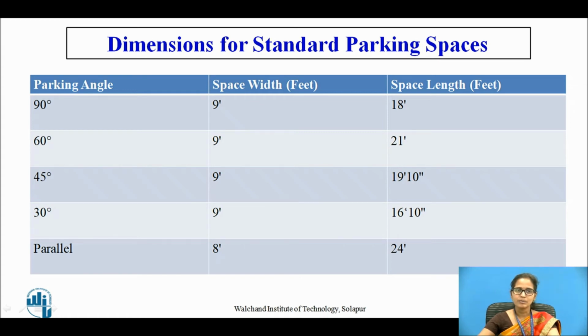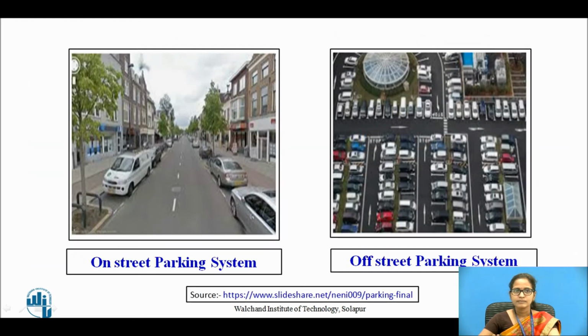And for the parking angle of 30 degrees, when the vehicles are parked at an angle of 30 degrees, the space width is 9 feet and the space length is 16 feet 10 inches. And we have parallel parking also, when the cars are parked between two cars. The space width there is 8 feet and the space length is 24 feet. Here you can see the on-street parking system, where the cars are parked on the sides of the street, whereas this is the off-street parking system, where the cars are parked off the street.